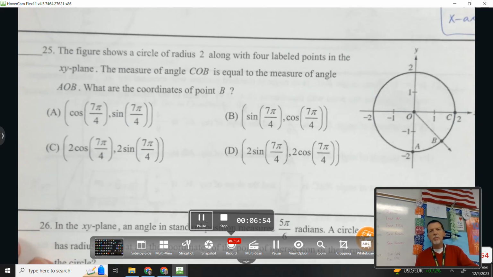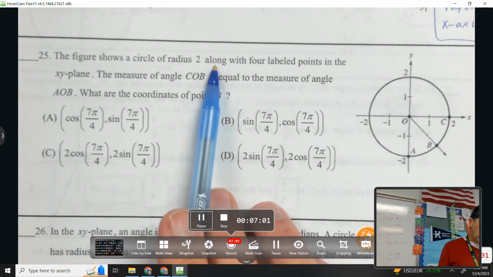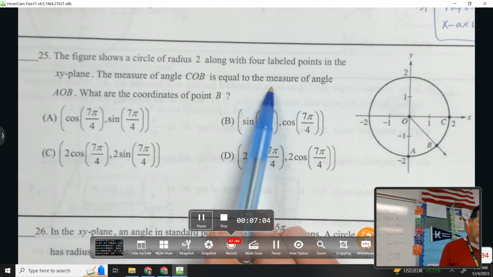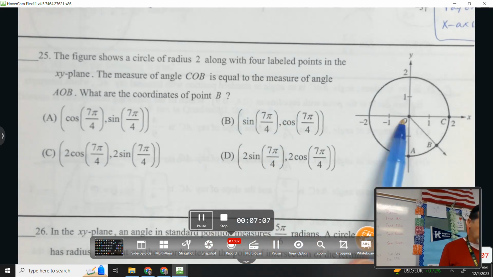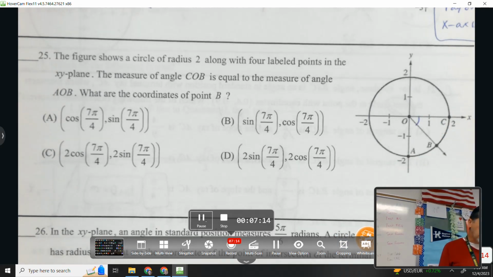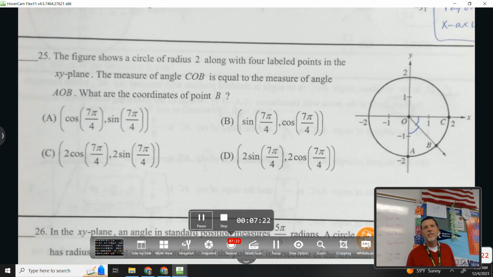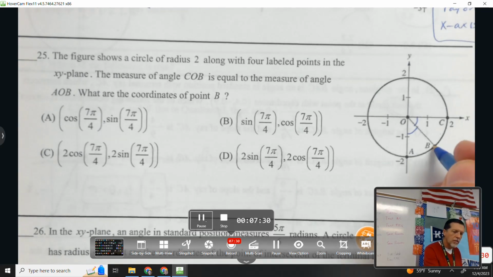Number 25. Is number 25 a unit circle? No. So we got to be extra careful on this one. Radius 2, along with 4 labeled points in the xy plane, I guess A, B, C, and O. The measure of angle COB is equal to the measure of angle AOB. Okay, so yeah, they're both 45. It's a weird way of telling us that's the 45 or the pi over 4 angle. What are the coordinates of point V?